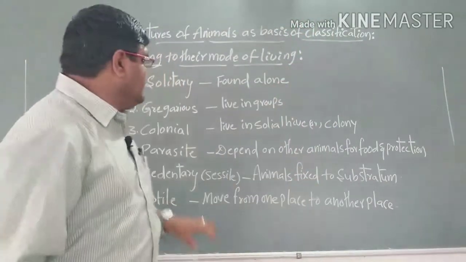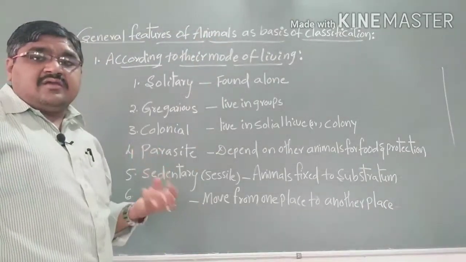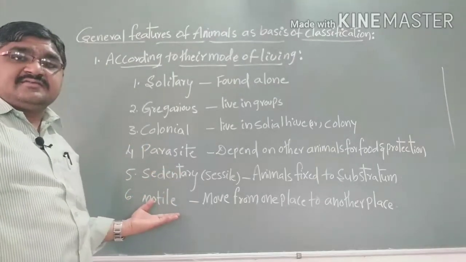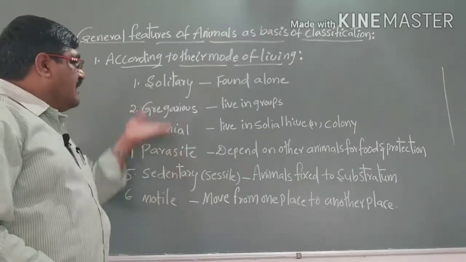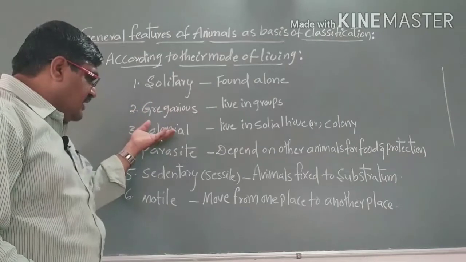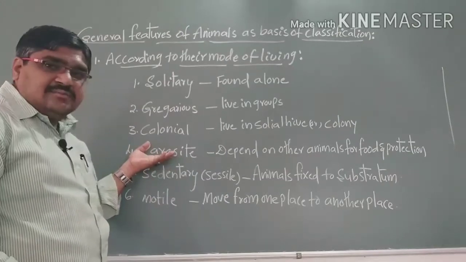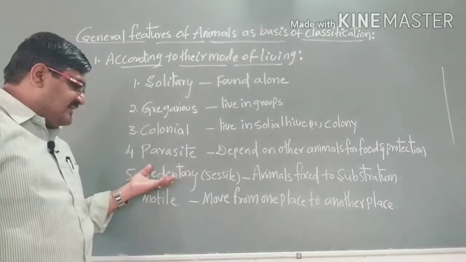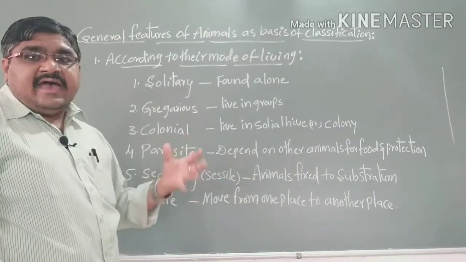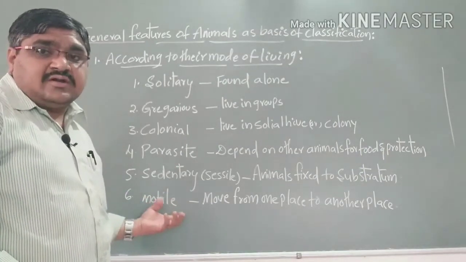In the first one, according to their mode of living, that means how they are living, animals are classified into six types. One is called solitary, the second is gregarious, the third is colonial forms, the fourth is parasites, the fifth is sedentary, or otherwise we can use the word sessile organisms or sessile animals, and the last one is motile organisms or motile animals.